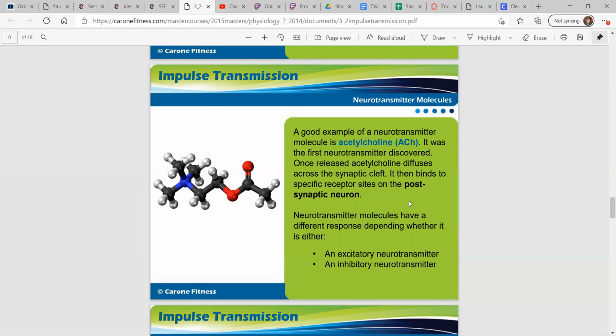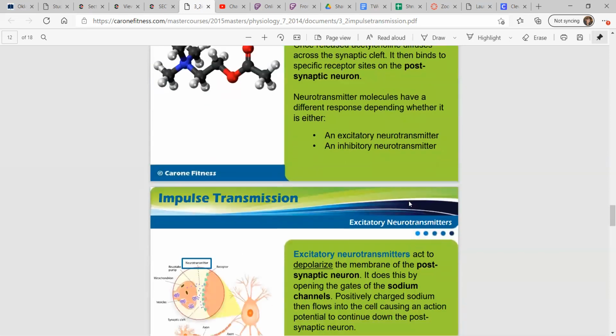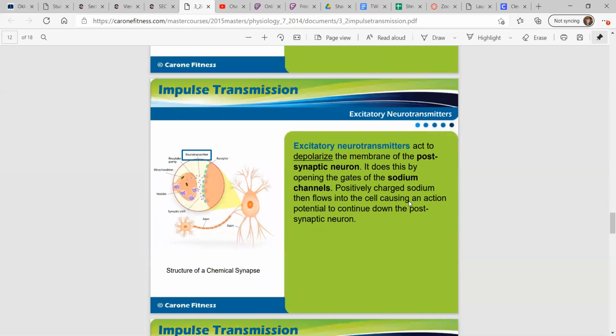Neurotransmitter molecules have a different response depending on whether it is either an excitatory or inhibitory neurotransmitter. If it's excitatory, it acts to depolarize the membrane of the postsynaptic neuron. It does this by opening the gates of the sodium channels. Positively charged sodium then flows into the cell, causing an action potential to continue down the postsynaptic neuron. So it's exciting the postsynaptic neuron. It's making things happen.